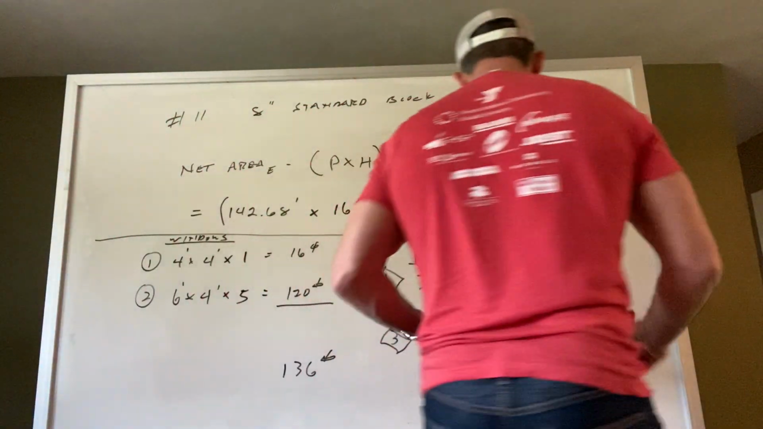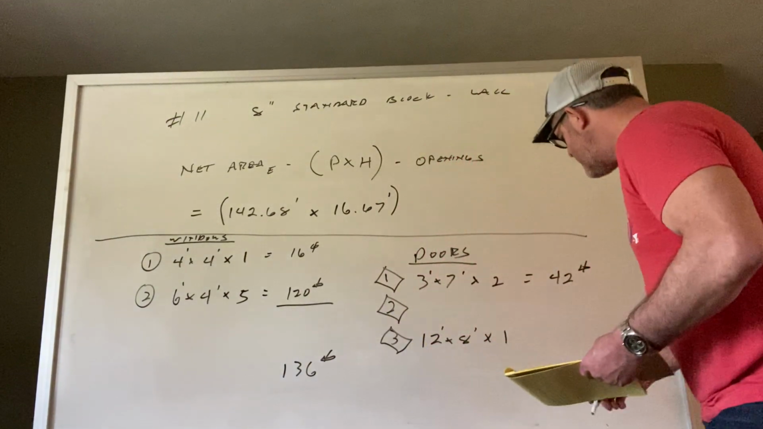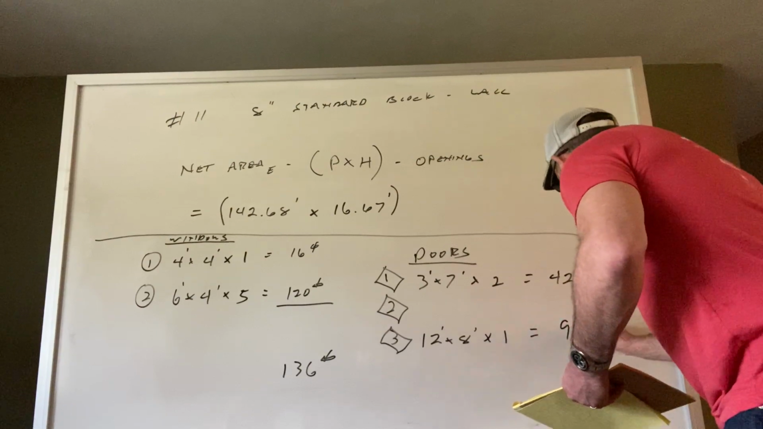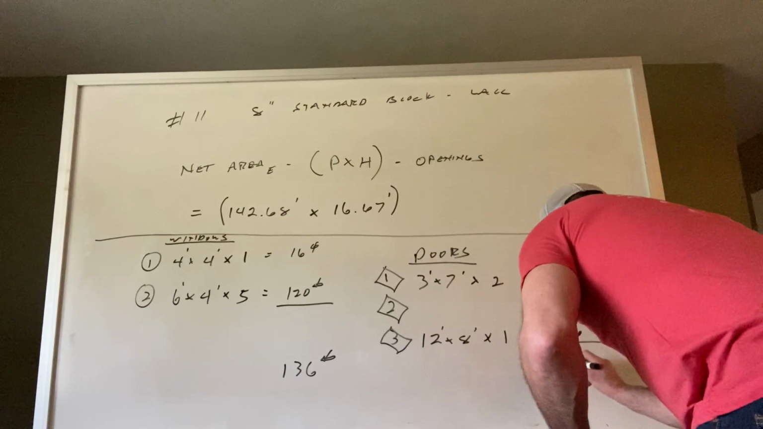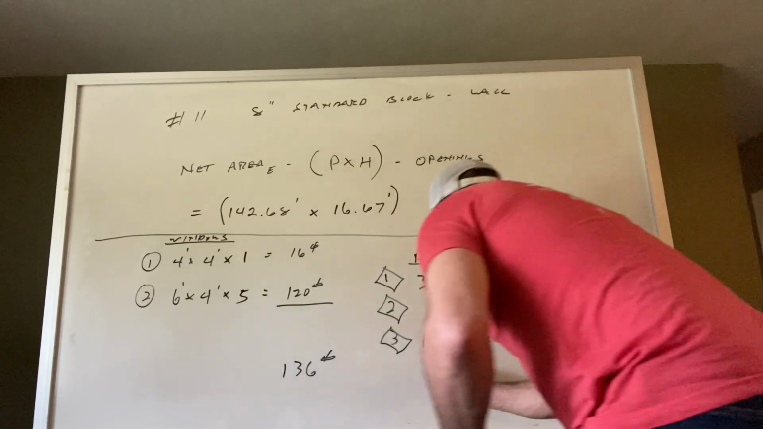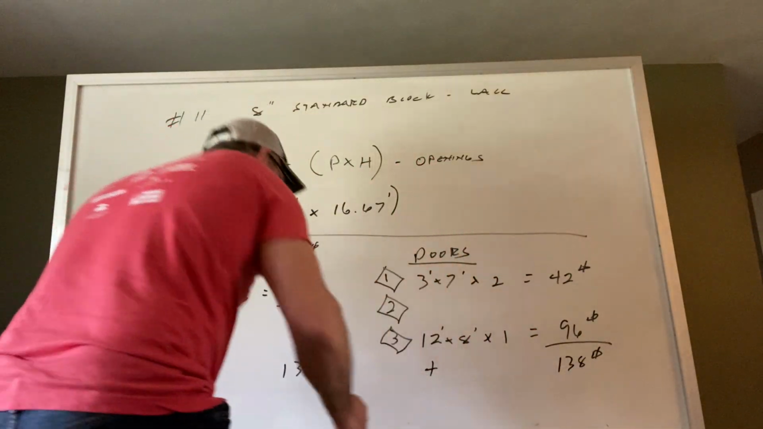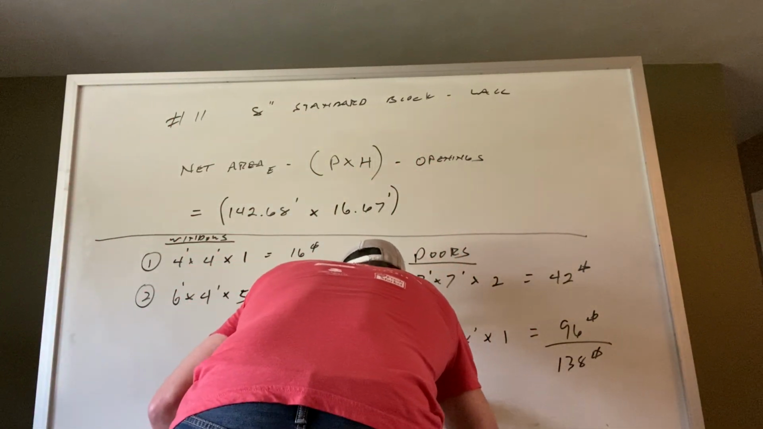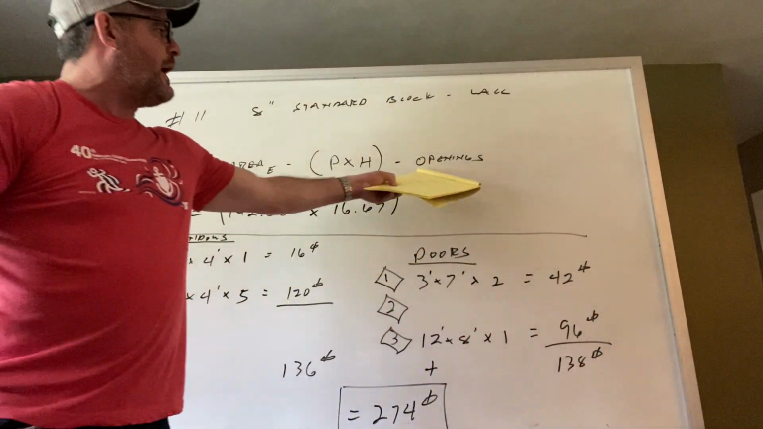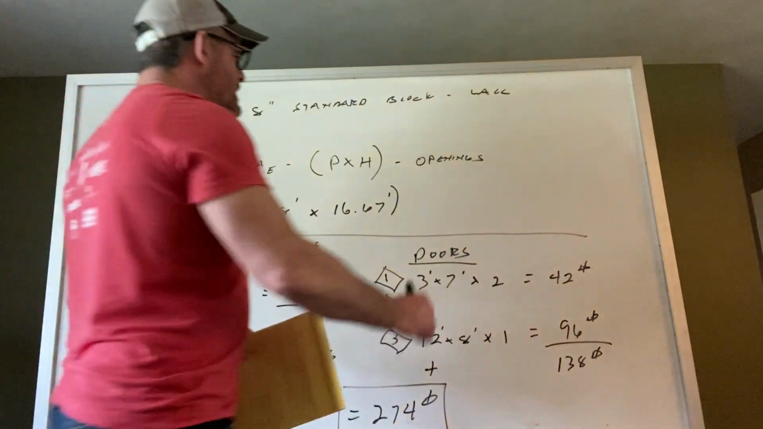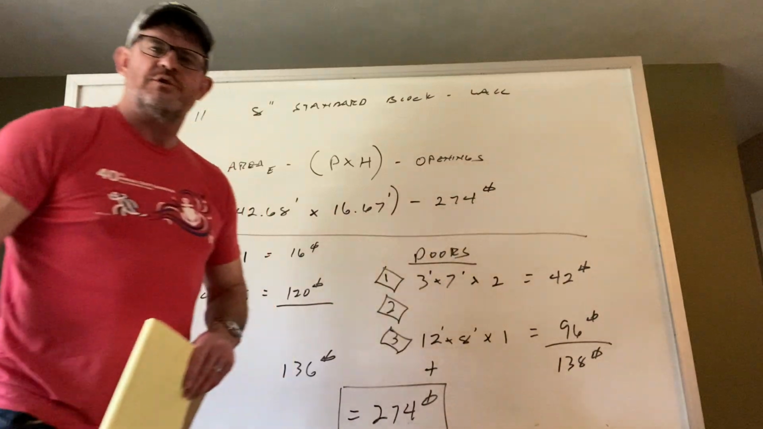Okay, 3 times 7, 21, times 2, 42. 12 times 8, 96, times 1, 96. I add those two together, I get 138 square feet. Then finally I add these two together, and I get a total of 274 square feet. Okay, that's the number I'm looking for, 274. I want my total exterior openings. So now I can subtract 274 square feet.